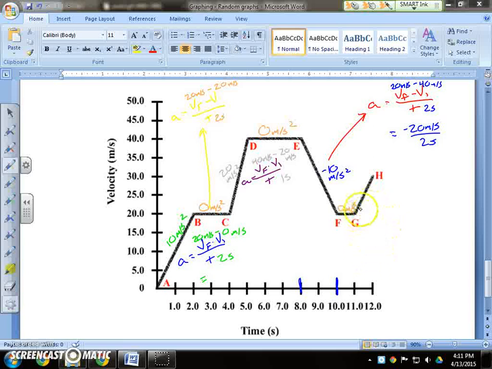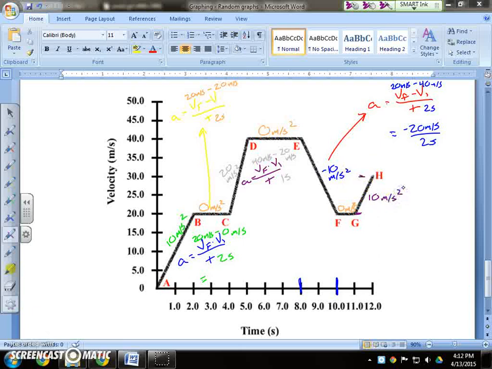And then our final one, from G to H. At this point, you should kind of mentally be able to throw some of these out. We know that it takes 1 second, and that we are traveling from a velocity of 20 meters per second up to 30 meters per second. That's a change. 20 to 30 gives us a change of 10. So we've got an acceleration of 10 meters per second squared.